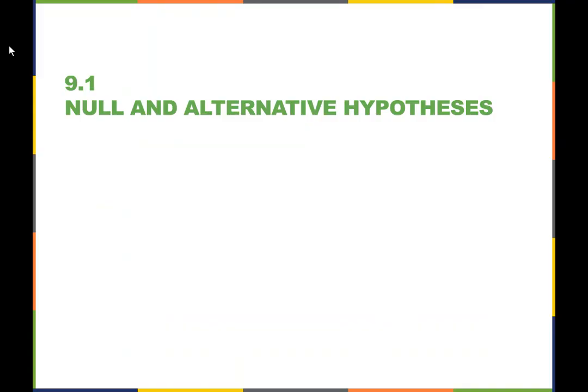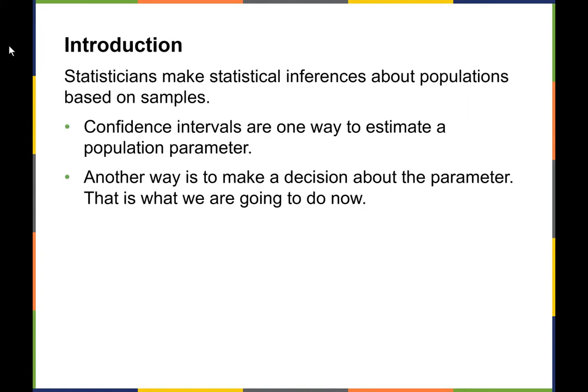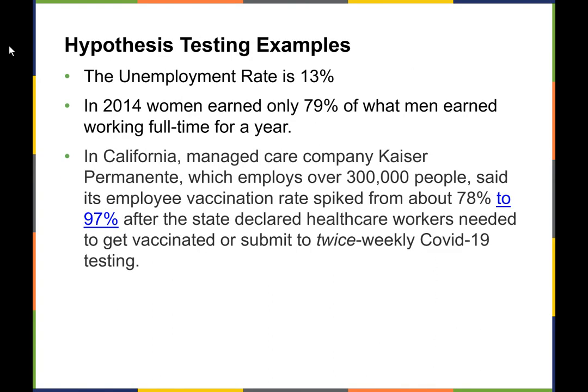Welcome to section 9.1, where we're going to be talking about null and alternative hypotheses. So let's do a little introduction here. Statisticians make statistical inferences about populations based on samples. That's what they do. One way we've done this already is by confidence intervals. And the next way we're going to do this is by hypothesis testing. And that's what we're going to start doing in this chapter.